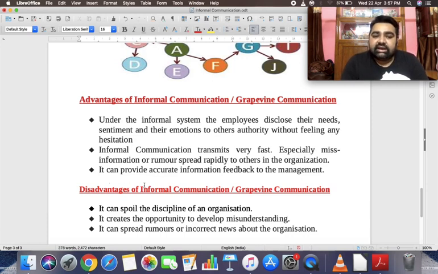The third point is, it can provide accurate information or feedback to the management. So whatever feedback management wants to get, the management can get that feedback very rapidly if it follows informal communication. Because if it follows formal communication, we know very well that formal communication has a fixed path. But if we talk about the grapevine system or informal communication, there is no fixed path, so that's why it will get the feedback very fast.